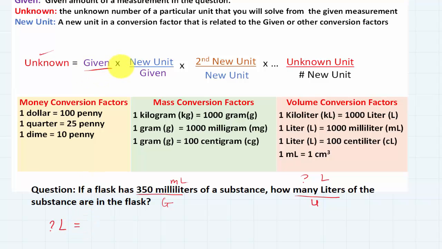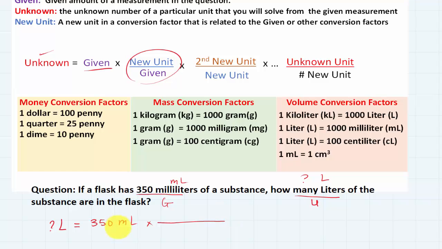And we start with our given. In this case, always start with your given, which is 350 milliliter, and times our conversion factor. And how many conversion factors do we multiply by? It depends on the list of conversion factors that's given to us. So in this case, we know we are going to multiply by at least one conversion factor.